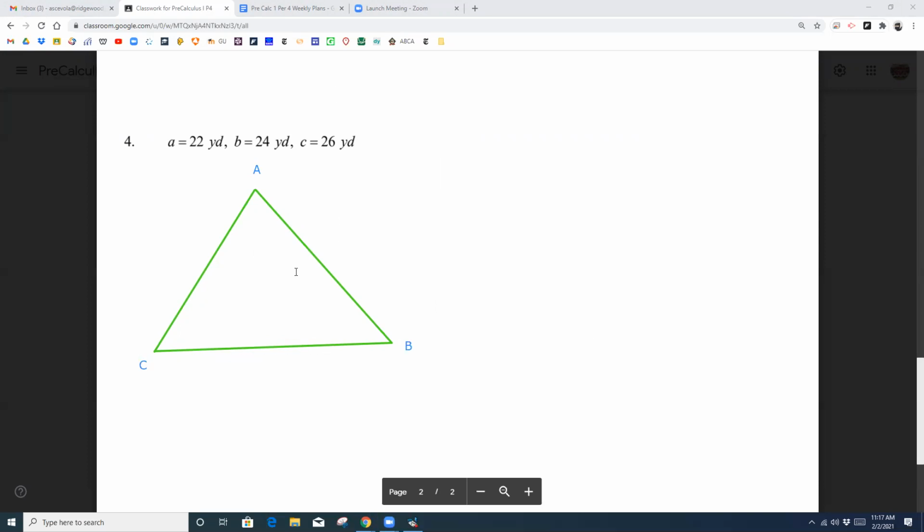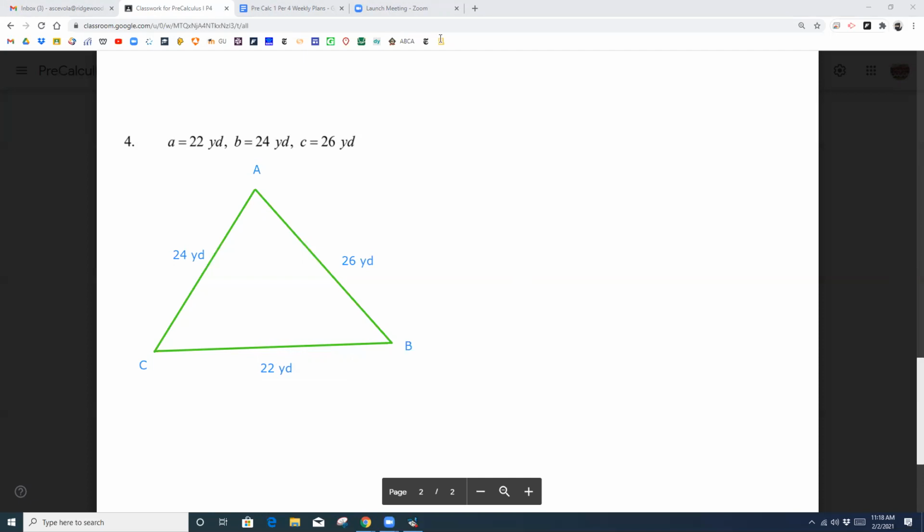The side across from angle A will be side A, so this side here would be 22 yards. The side across from angle B would be side B, so this would be 24 yards. And the side across from angle C is 26 yards. It doesn't matter which angle we find first because we're going to use the law of cosines.